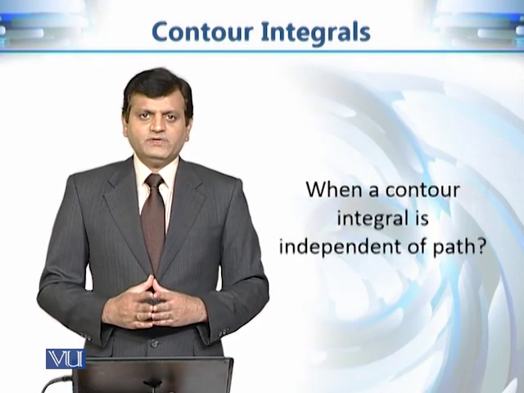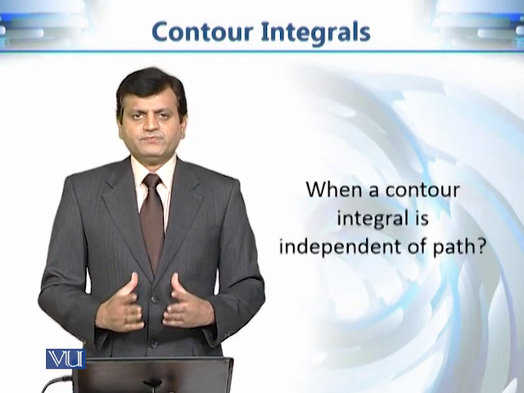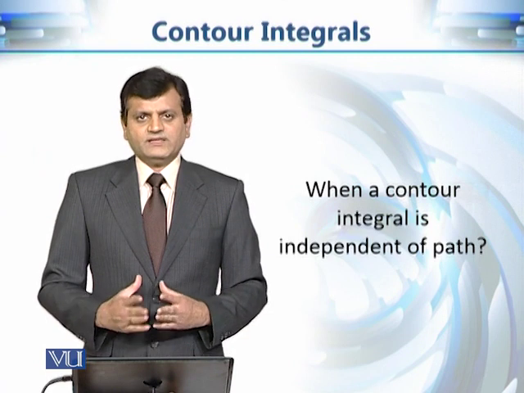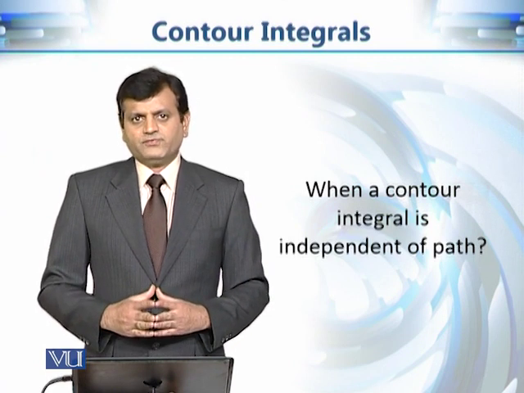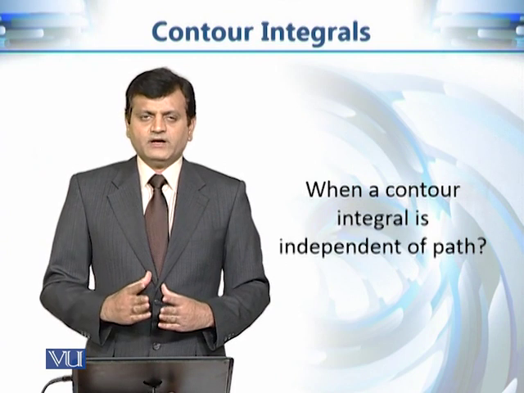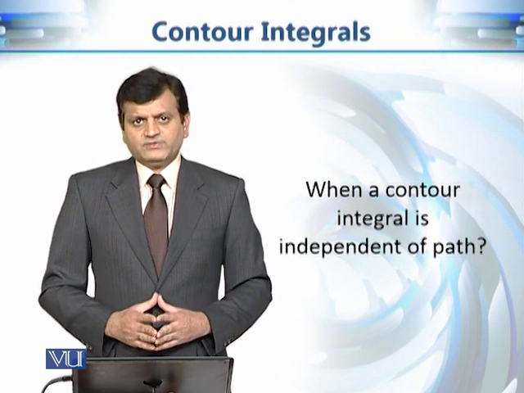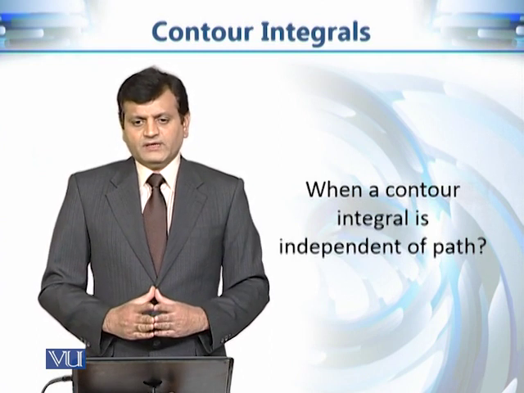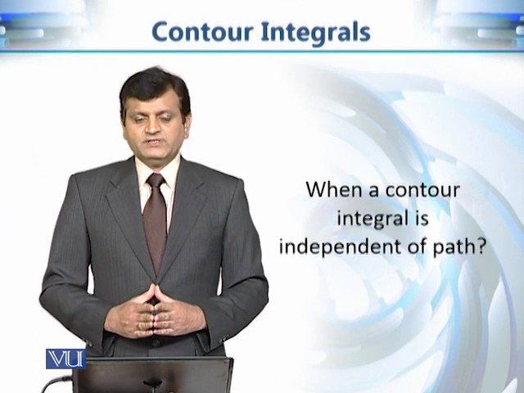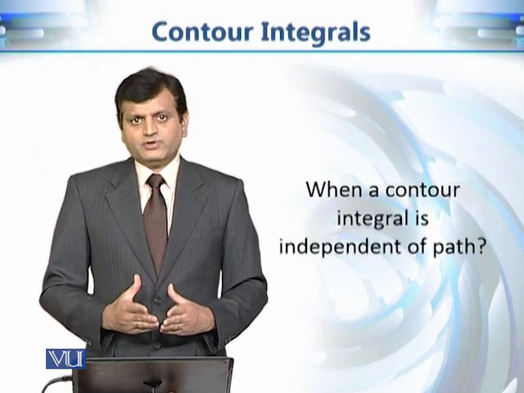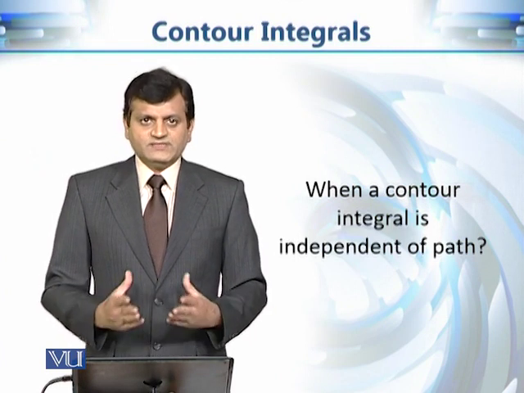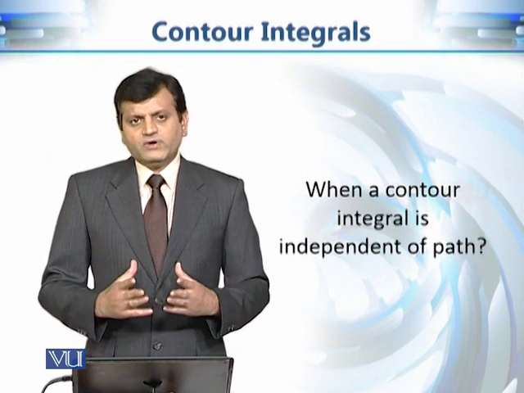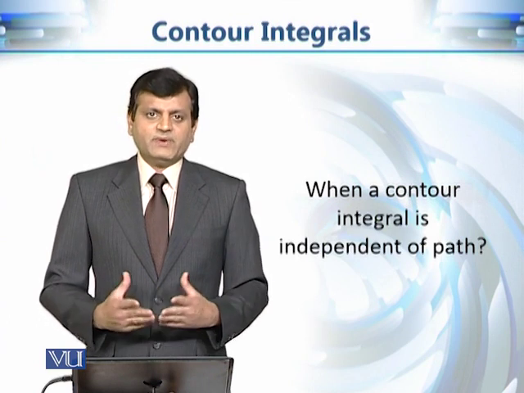Now in this case we integrated z conjugate along two different contours. One contour was this semicircle from minus iota to iota, and the second contour was this polygonal path from minus iota to 1 and then 1 to iota. And we observed that in both cases the answer was different. And in example 1, we integrated z along the same contours C1 and C2, and the answer was the same. So once again the question remains the same: under what condition is the contour integral independent of path?